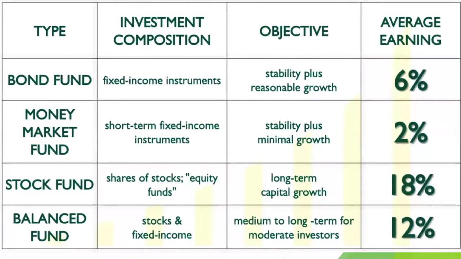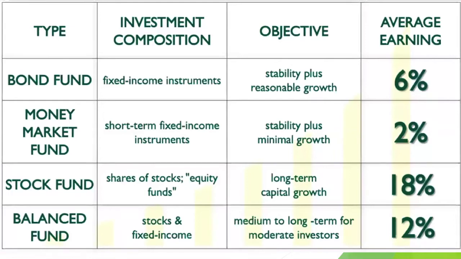So if you put it in a bond fund, yung investment composition niya, it is a fixed income instrument. So your objective is stability plus reasonable growth. And the average earning is 6%. Pag sa money market naman natin nilagay, it's a short-term fixed income instrument.